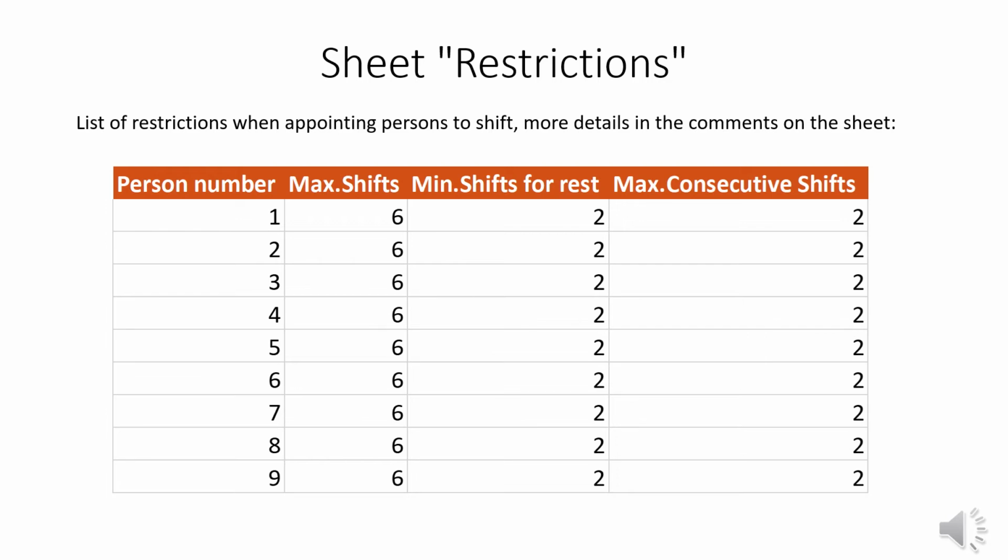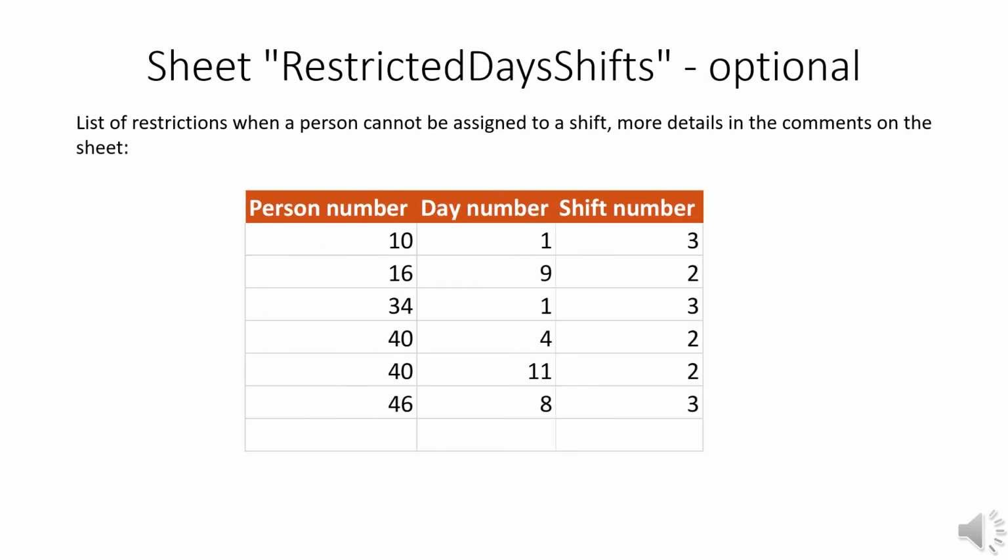If 0, no limit. Optional sheet restricted days shifts, list of restrictions when a person cannot be assigned to a shift. A person number is a unique personal number, see the personnel worksheet. The day number is a unique day number, see days shifts worksheet. If 0, for any day. Shift number, the shift number on that day, see the day shifts worksheet. If 0, any shift on that day.